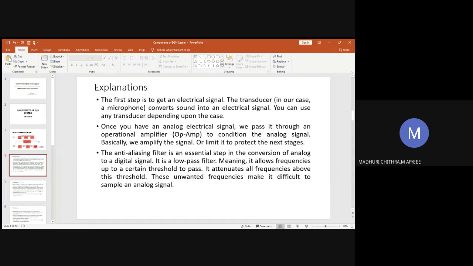Next, it's an anti-aliasing filter. Why are we using the anti-aliasing filter? It is an essential step in the conversion from analog to digital signals. It is a step before the analog to digital converter. It is a low pass filter, meaning it allows frequencies up to a certain threshold to pass. In a low pass filter it will restrict: this much frequency will be allowed, and this much will not. In future classes we will study filters, and you will get better knowledge about the low pass filter. It attenuates all frequencies above this threshold. These unwanted frequencies make it difficult to sample an analog signal.